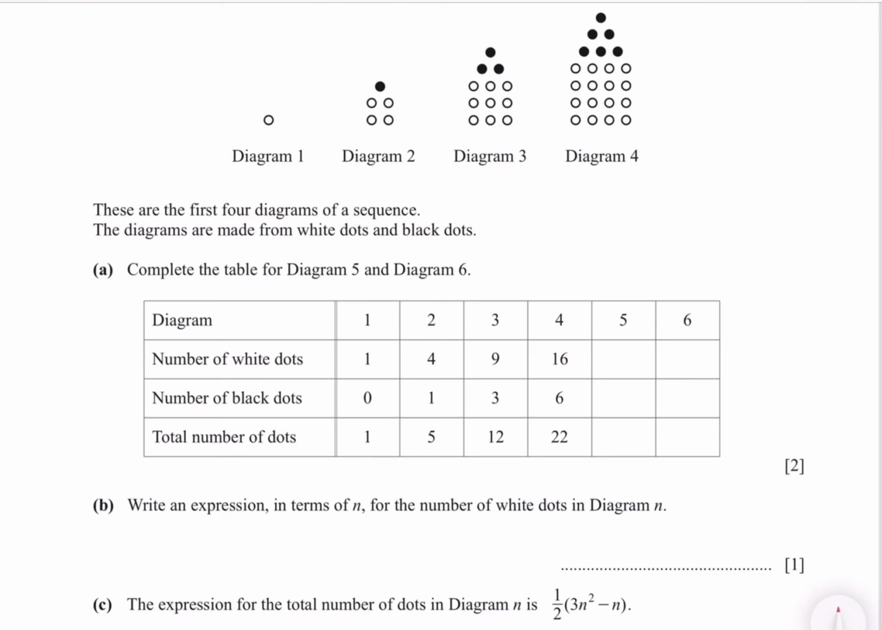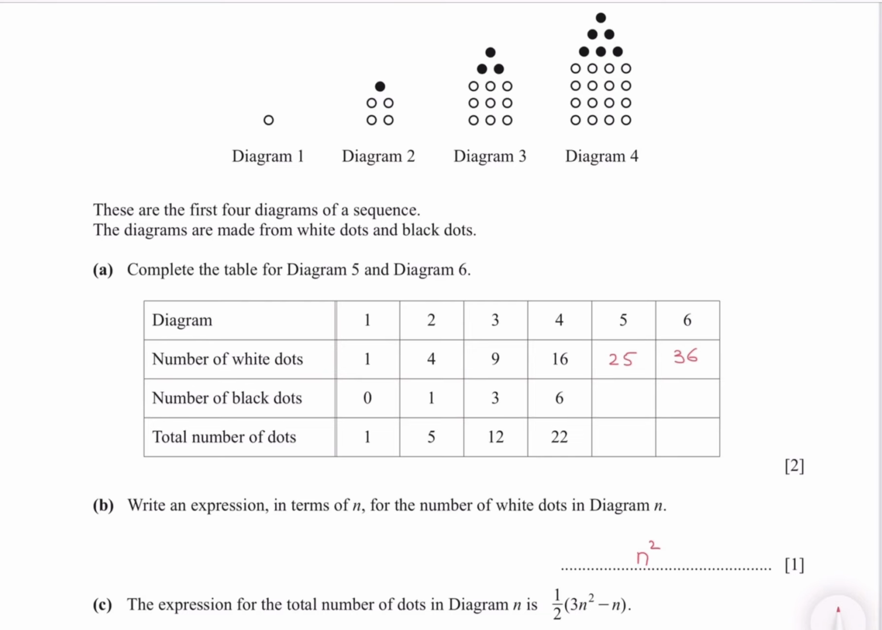In this question, write an expression in terms of n for the number of white dots in the diagram. So if you carefully look at it, you can quickly grasp that 1 is the square of 1 and 4 is the square of 2 and 9 is the square of 3 and 16 is the square of 4. So you square 5 and you get 25 and square 6 you get 36. So it means the expression we can write is n square. We are squaring the n's and we are getting the result.